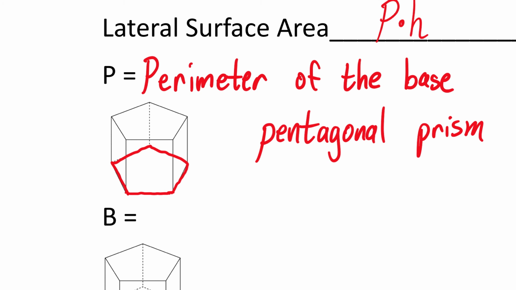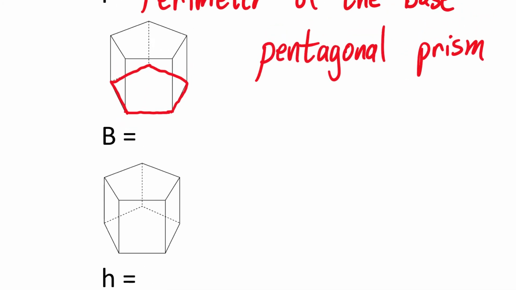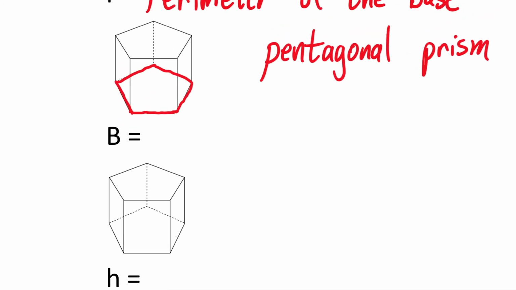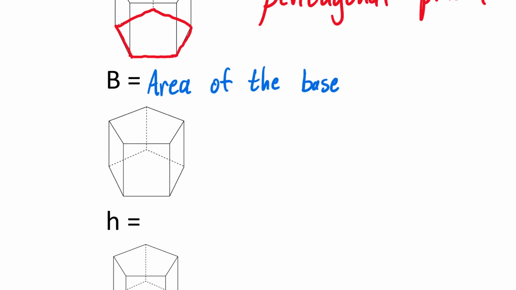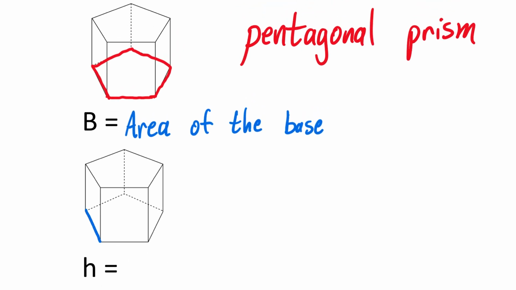All right. What does a capital B stand for? It means area of the base. Capital B stands for area of the base. So obviously, in this case, what we're doing is we're looking for the area of this pentagon.